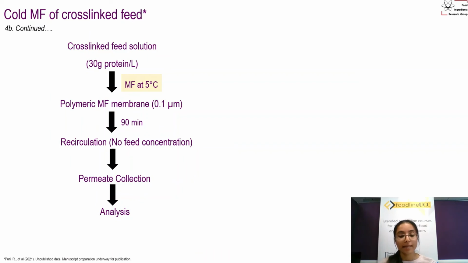So, as it was confirmed that the feed was successfully cross-linked, we conducted cold MF of this feed at 5 degrees centigrade. The filtration cycle was run in recirculation mode for 90 minutes, meaning permeate was returned back to the feed batch. The permeate samples were collected at various intervals and analyzed later.